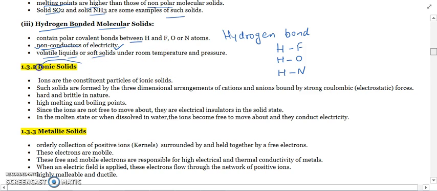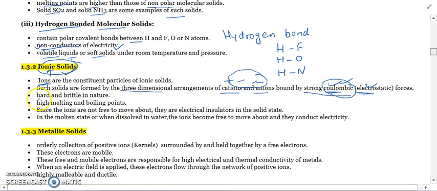The next one is ionic solids. The main constituent parts in ionic solids are just ions. Ions constitute ionic solids. These form three-dimensional arrangements of cations and anions. Cations are positively charged and anions are negatively charged, held by strong Coulombic forces. You would study Coulomb forces in the first chapter of physics. These are just electrostatic forces, the attraction between a positive and negative charge. These forces are Coulombic forces or electrostatic forces.